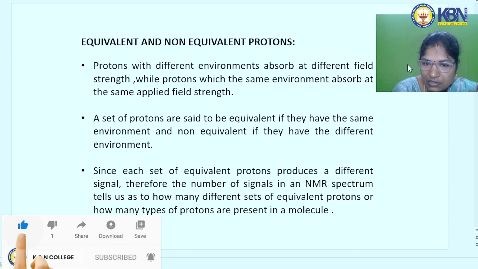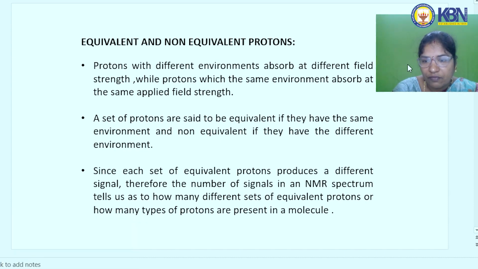A set of protons is said to be equivalent if they have the same environment and non-equivalent if they have a different environment. They are chemically different in the environment. Since each set of equivalent protons produces a different signal, the number of signals in an NMR spectrum tells us how many sets of protons are present in an unknown organic compound.